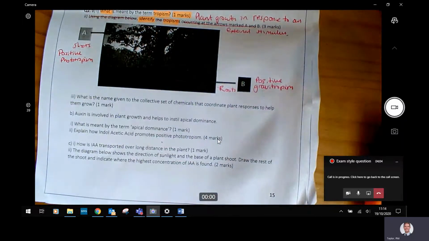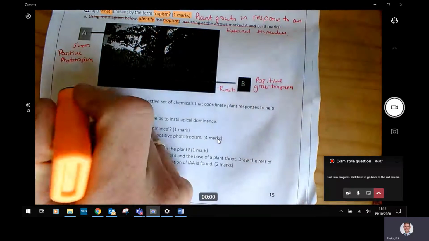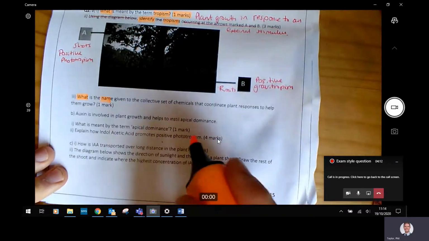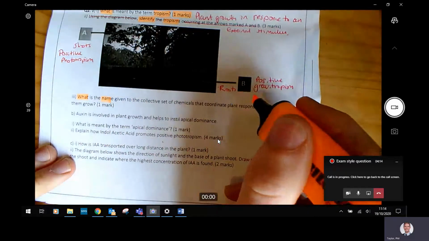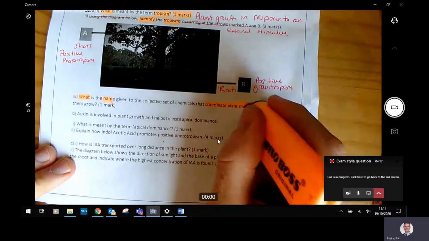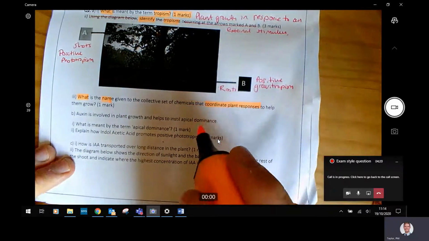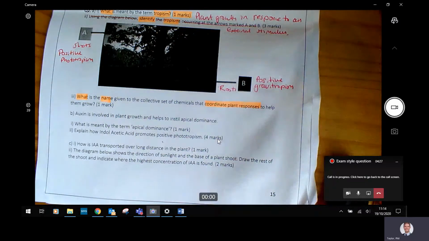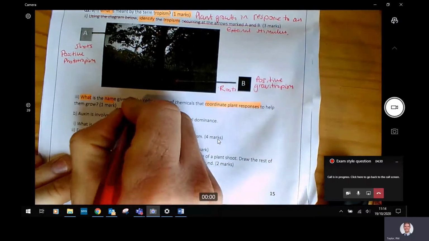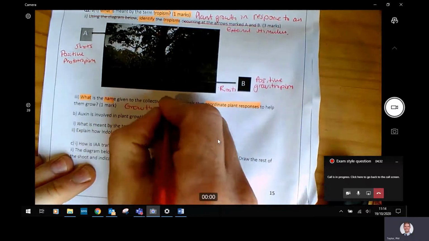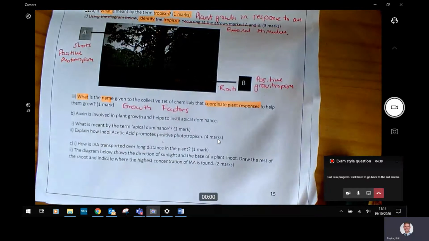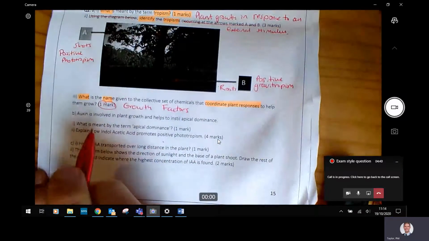So that gives us an idea for the second part. Next thing it says, what is the name given to the collective set of chemicals that coordinate plant responses to help them grow. So collective set of chemicals. This is rather than just a specific one, rather than saying IAA, so we want the whole collection. We would call these growth factors. Okay, and that's only again worth 1 mark there.